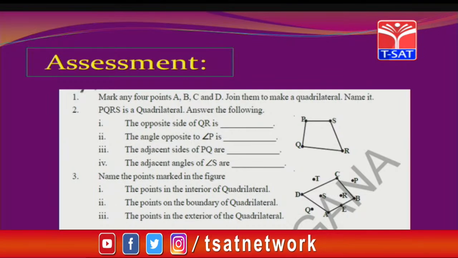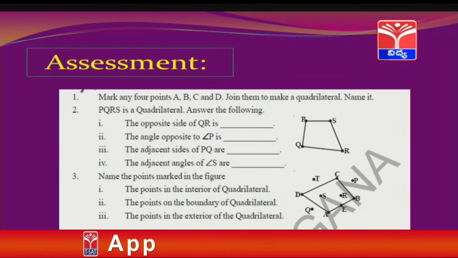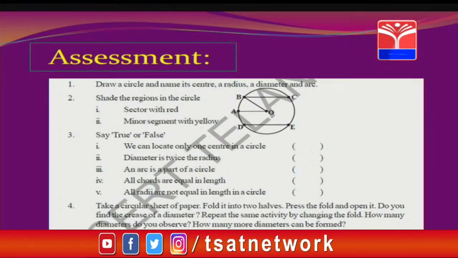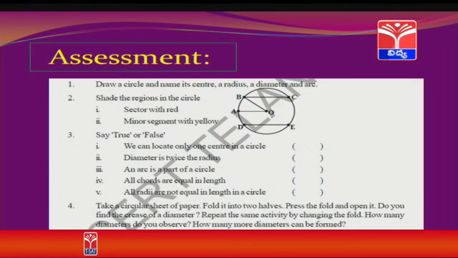Name the points marked in the figure. Again, you name the points also, here also a figure is there, you can see here. One more, draw a circle and name its center, and draw a radius, diameter, chord, and similarly you can draw a secant and tangent. Then see the figure and answer the following questions. For your convenience I am pausing it.